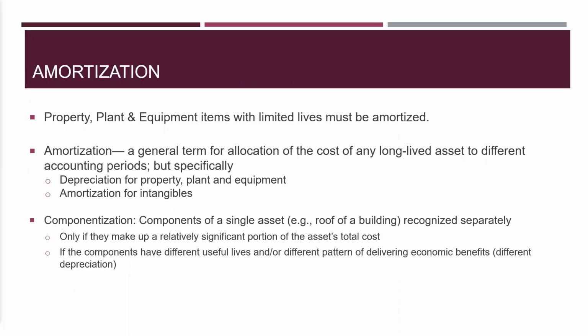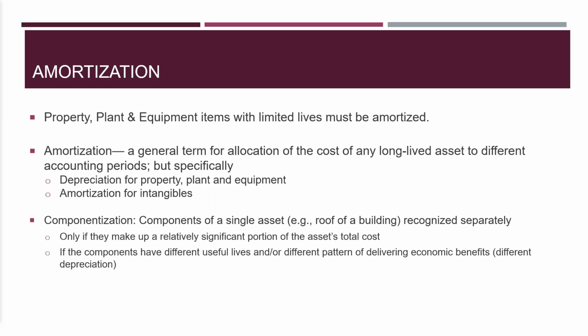Once your capital asset is recognized, we have to amortize these assets because they have a limited life. The assets have to be amortized over their useful life. In the property, plant, and equipment scenario, that terminology is depreciation of property, plant, and equipment. Under intangible assets, we call this amortization, but conceptually they refer to the same idea, which is the allocation of the cost of your capital asset over its useful life.